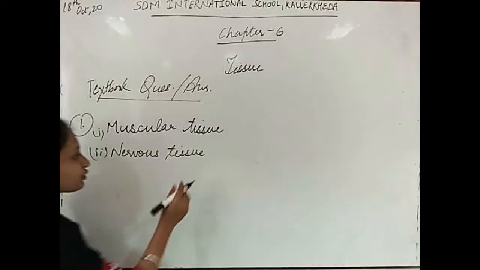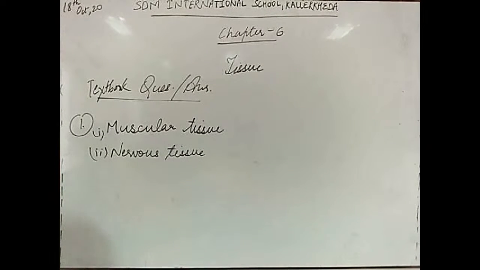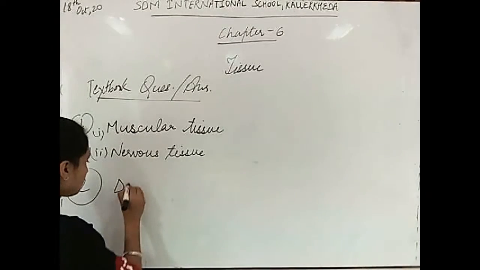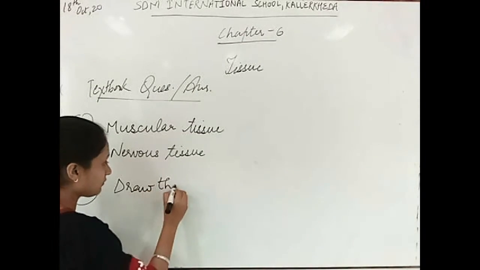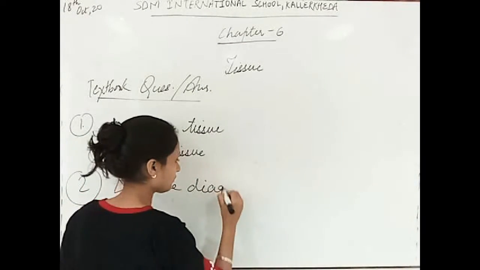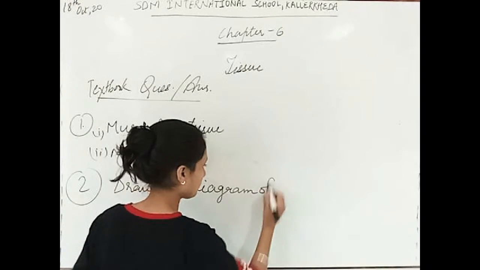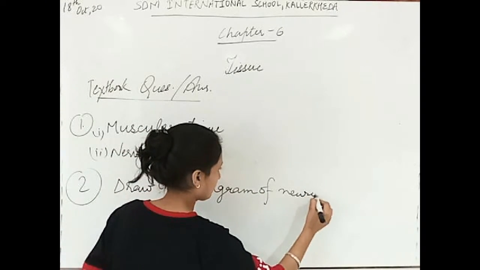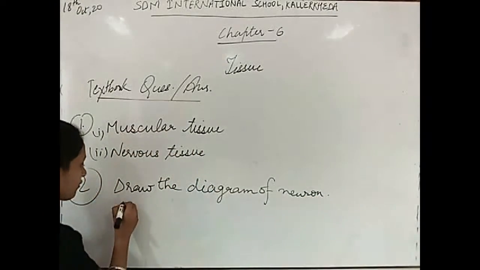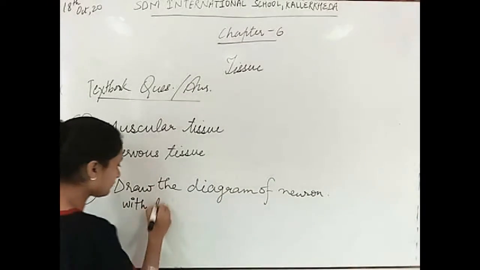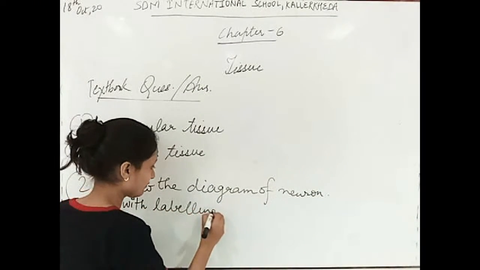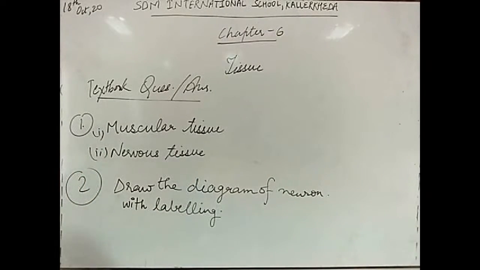These are the two tissues responsible for the movement in our body. Next question, what does a neuron look like? In this question you have to draw the diagram of a neuron with proper labeling, and after that you have to give a description of the neuron.